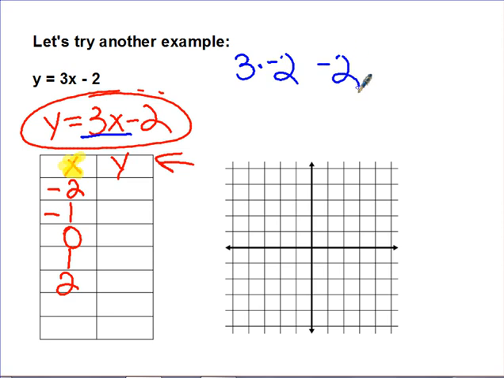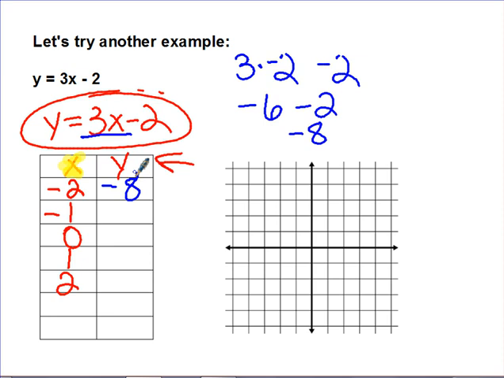This is where we need to make sure we remember our integers. 3 times -2 is -6. -6 minus 2 is -8. So the y value for -2 will actually be -8.